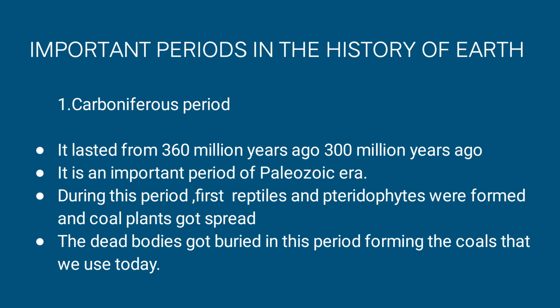Important periods in the history of Earth. Carboniferous period. It lasted from 360 million years ago to 300 million years ago. It is an important period of Paleozoic era. During this period, the first reptiles and pteridophytes were formed and coal plants spread. The dead bodies got buried in this period, forming the coals that we use today.